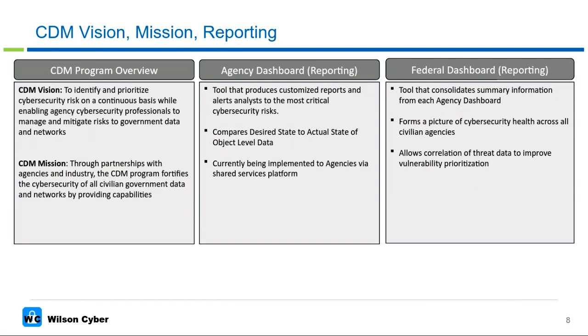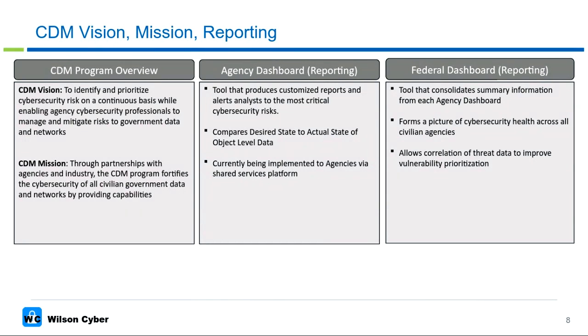So, the vision, the mission, and the reporting of CDM. The overall vision of CDM is to identify and prioritize cybersecurity risk on a continuous basis, and continuous is key here, while enabling agency cybersecurity professionals to manage and mitigate risk to government data and networks. When we say agency officials, basically we're looking for each agency of the federal government to implement the CDM capability, so each agency can protect the assets that they're responsible for.